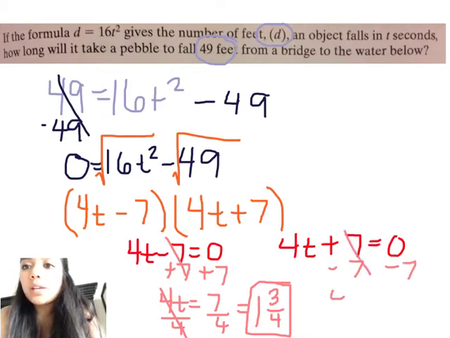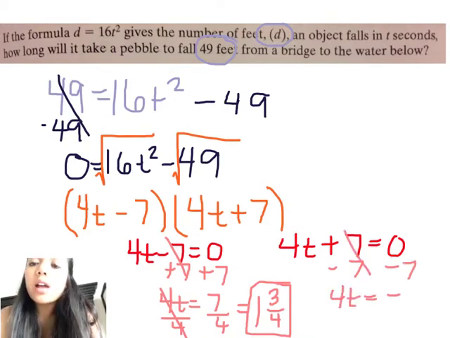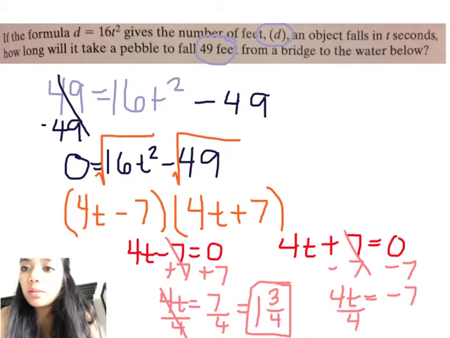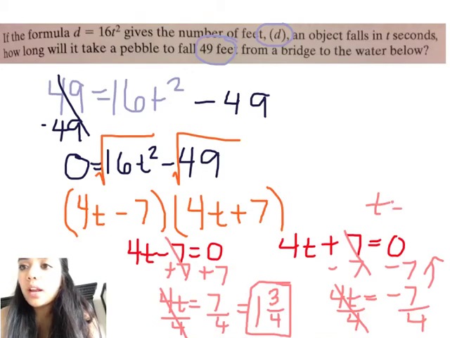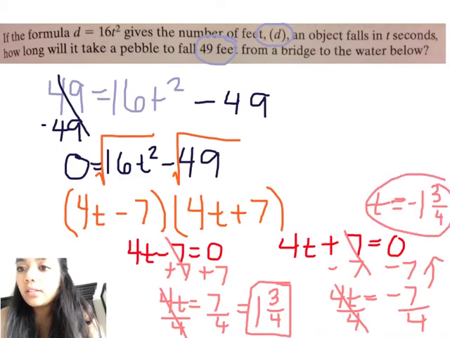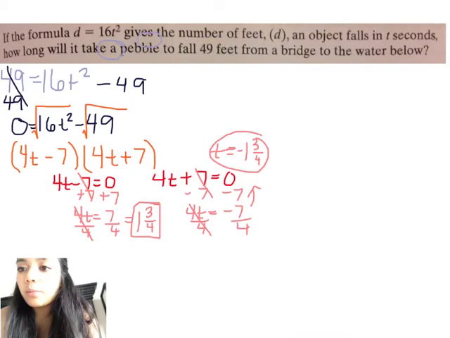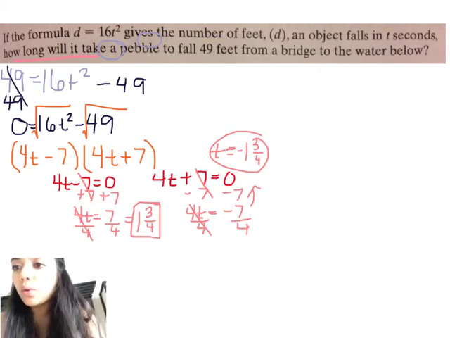And because I have it factored out, I can make these equal to 0. So 4t minus 7 equals 0, and 4t plus 7 equals 0. In order to get rid of minus 7, first I need to add 7 to both sides, and so 4t equals 7. And then I divide by 4, and t equals 7/4, or 4 goes into 7 one time, and then there's 3 left over, 1 3/4, which is 1.75.